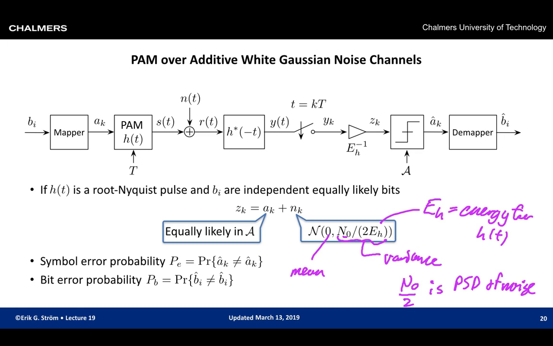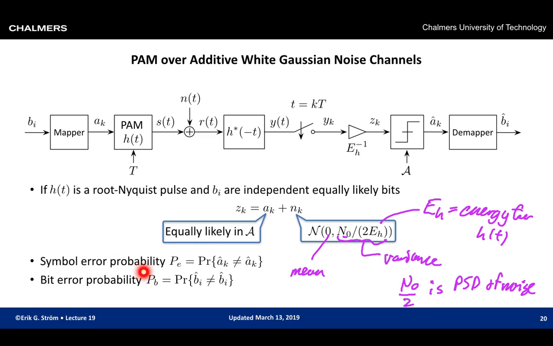All right, and then once we know what the input to the slicer is, it's what we transmitted plus some noise. We make a random assumption about the data that we transmit. If the bits we transmit are independent and equally likely bits, which is almost always the common assumption we make, then all amplitudes are equally likely. The amplitudes take on values in this script A, or curly A, set, the symbol alphabet.